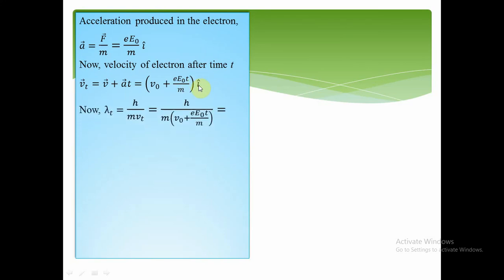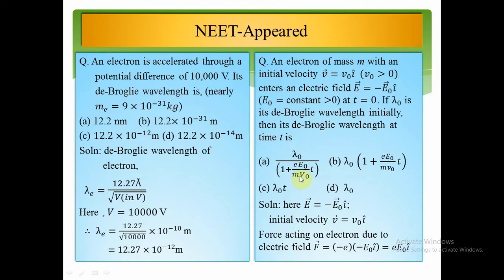We know the de Broglie equation, that is lambda t is equal to h divided by m v, where v t, the velocity of the electron, is calculated from this equation. Substitute into this, then h divided by m into bracket v naught plus e E naught into t divided by m, and after further simplification we will get lambda naught divided by 1 plus e E naught into t divided by m v naught. Therefore this option A is right.